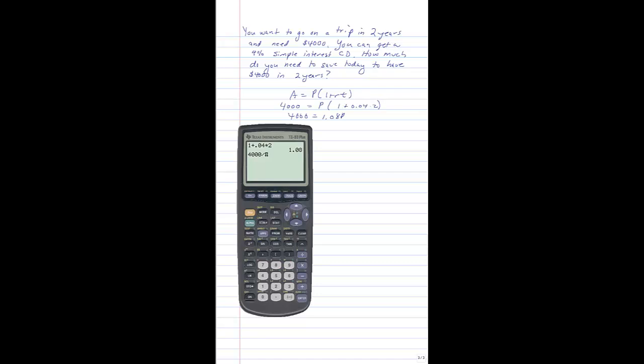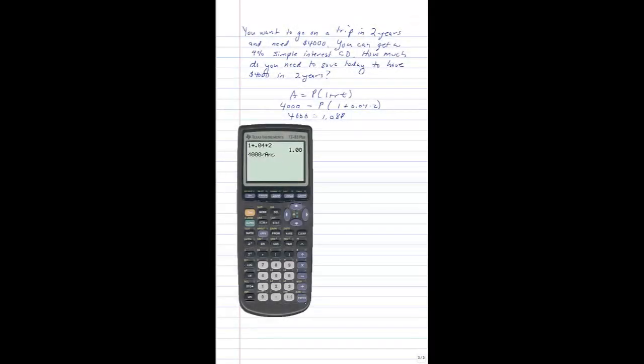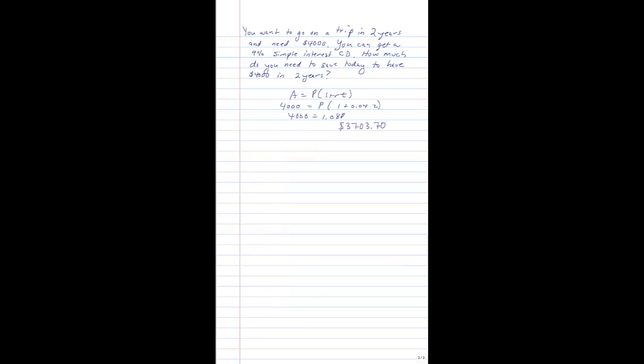And I'm going to make a little shortcut. I'm going to press second and answer, and that pulls up my previous answer, that 1.08 that's still stored in the calculator, and hit enter. And that tells me I need to save $3,703.70. If I do that, I will have $4,000 in 2 years if I'm earning 4% interest.